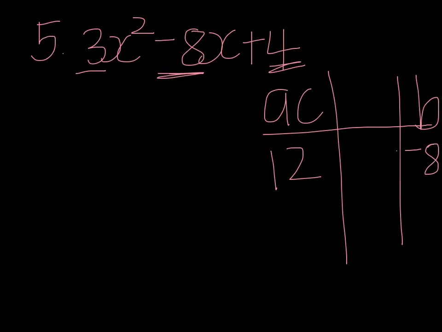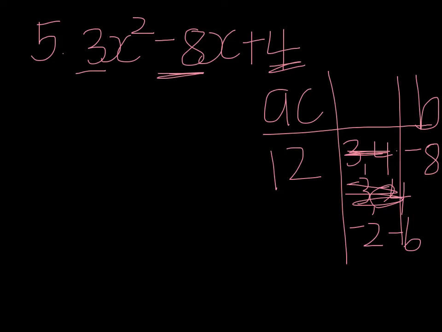Okay. So I can look at that and go, is it 3 and 4? No. Is it negative 3 and negative 4? No. I know that they both have to be negative. Negative 2 and negative 6. That multiplies to give positive 12, and also they add together to give negative 8. So negative 2 and negative 6 are my factor pair.